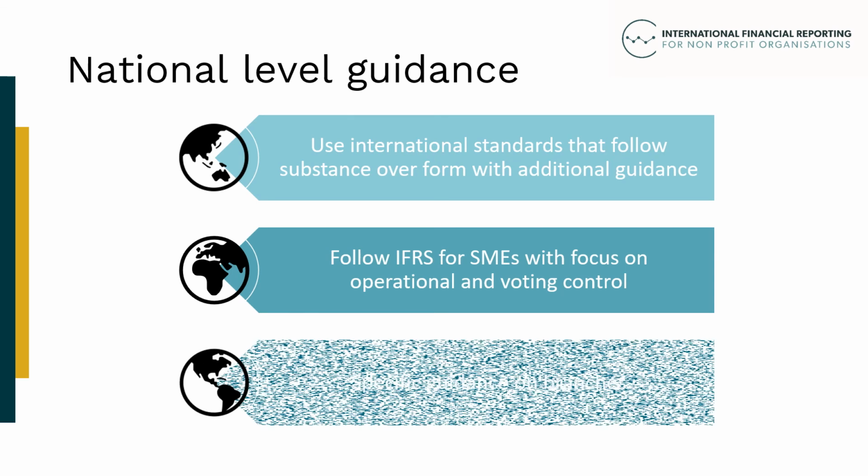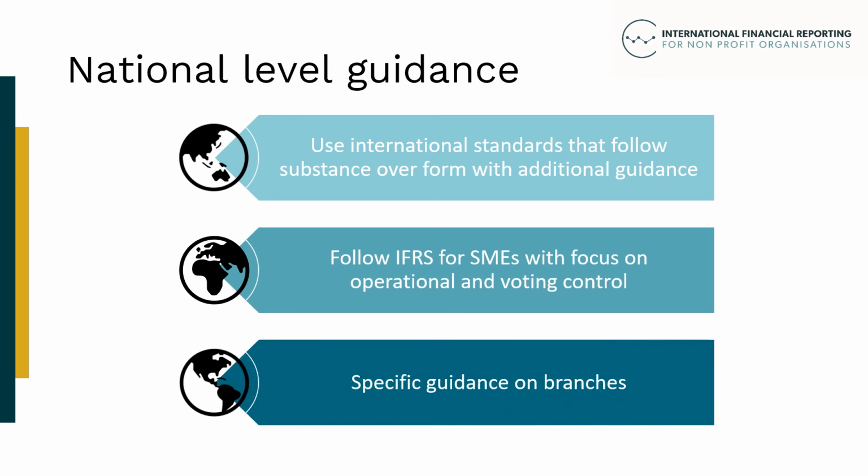Other jurisdictions have provided specific guidance about branches. In one jurisdiction, branches are deemed to be the legal property of another charity and reflect the charity's administrative arrangements. Guidance provided by another jurisdiction includes indicators such as naming, registration, and website. These are designed to assist in identifying if an organisation may be a branch and/or whether a branch is a separate reporting entity.